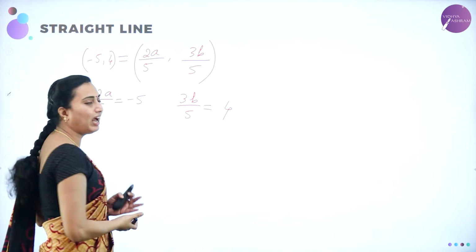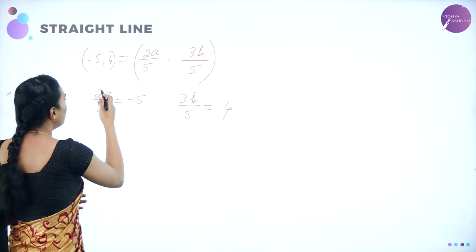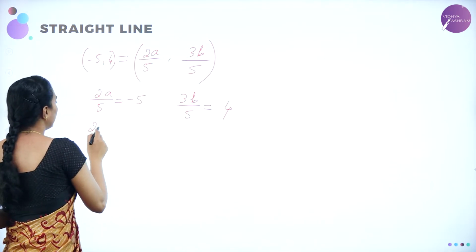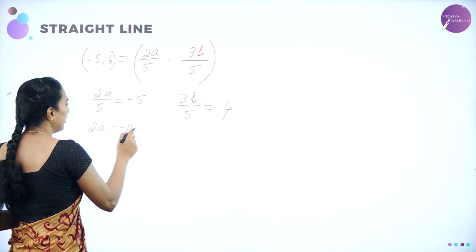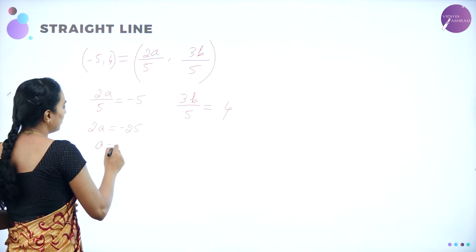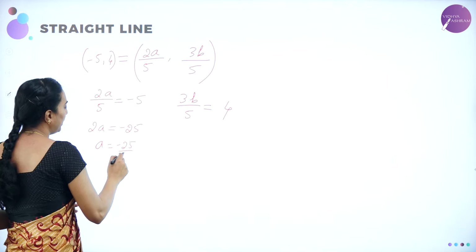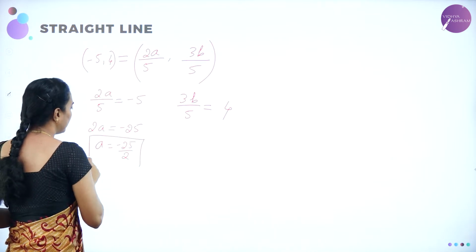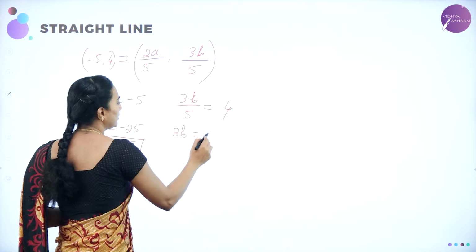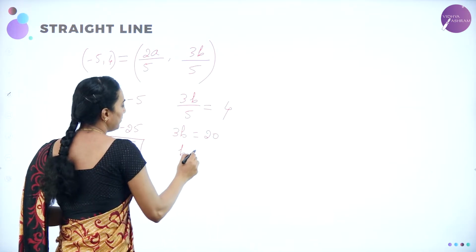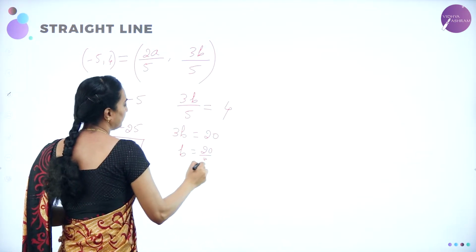So what are we going to have? The a value and the b value. 2a divided by 5 is minus 5, and 5 5s are 25, so minus 25. Otherwise, a will be equal to minus 25 divided by 2. Similarly, 3b is equal to 5 4s are 20, so b will be equal to 20 by 3.